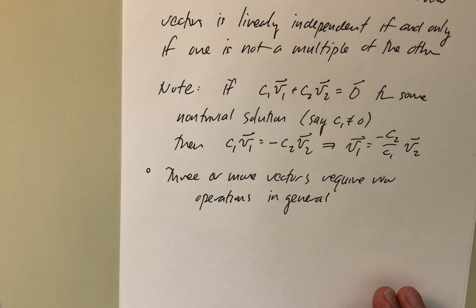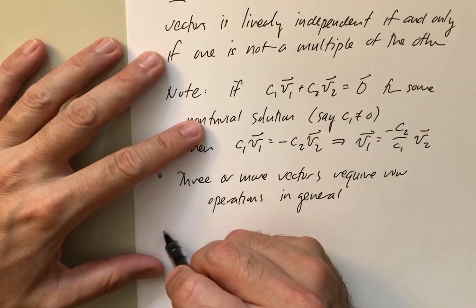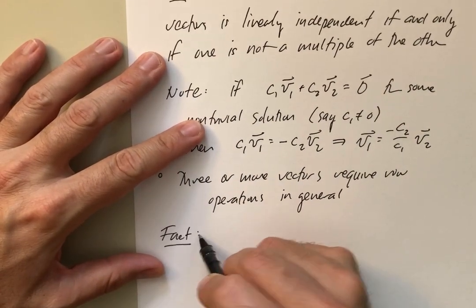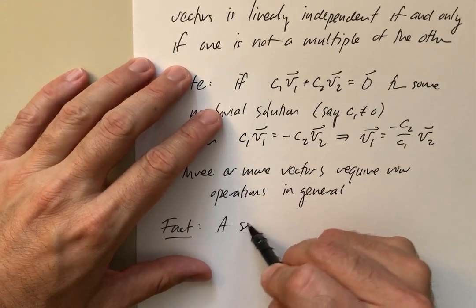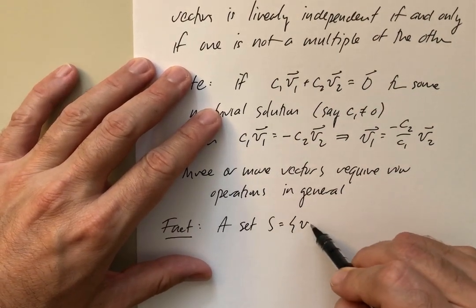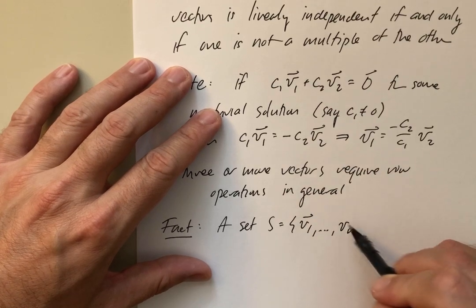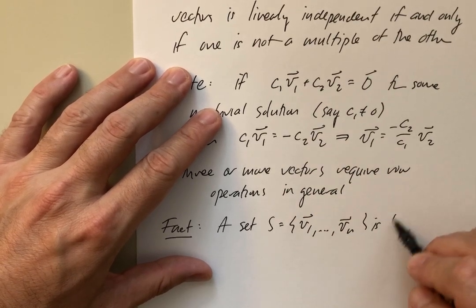Let me also write down an important fact here, another theorem: a set, let's say S equals v1 through vn, is linearly dependent.